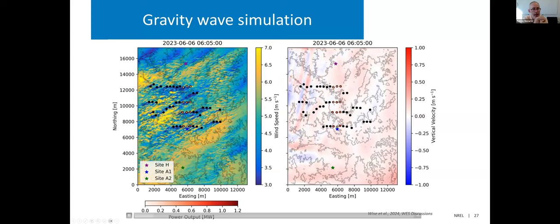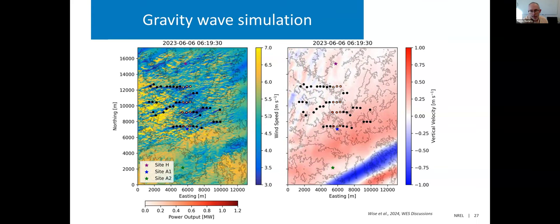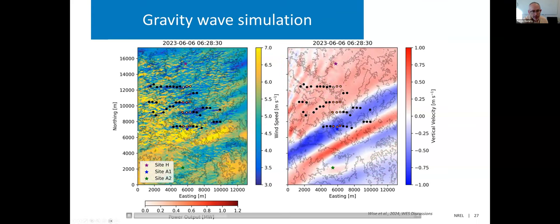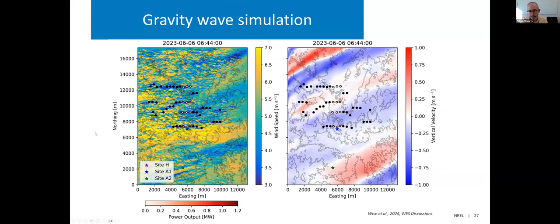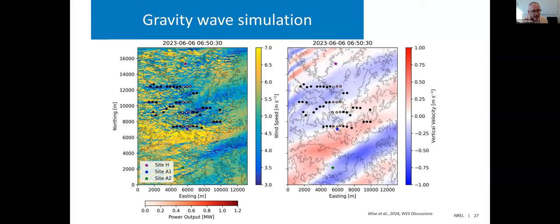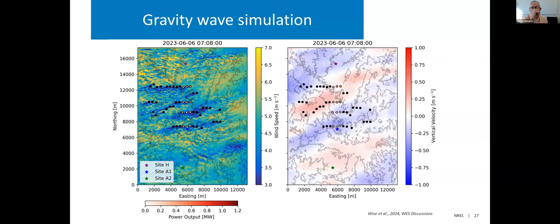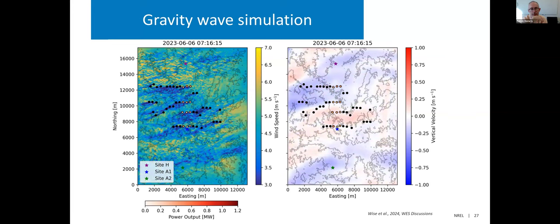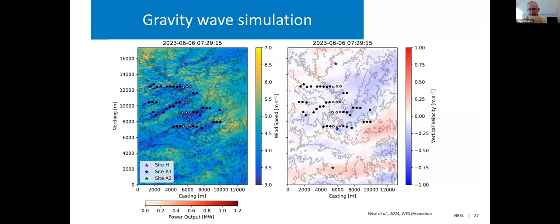Oh, there it goes. All right, so this is some work done by Adam Wise, now at Lawrence Livermore National Lab. He was at Berkeley when he did these simulations. So this is WRF LES, and he's actually trying to reproduce a gravity wave situation that happened from an atmospheric bore occurring to the southeast of the King Plains wind farm.